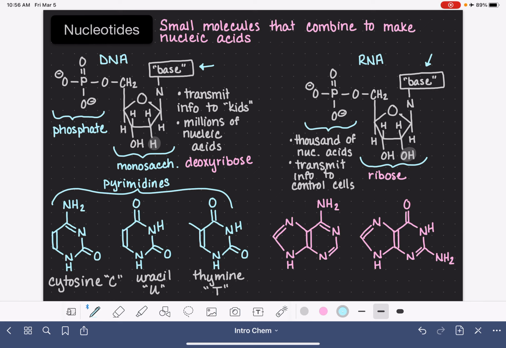And then these last 2 over here, these ones again are called the purines. The first one is adenine, which we abbreviate capital A. And the second one is guanine, which we abbreviate capital G. And again, any of these bases can be attached to the DNA or RNA nucleotides. These guys are called purines.